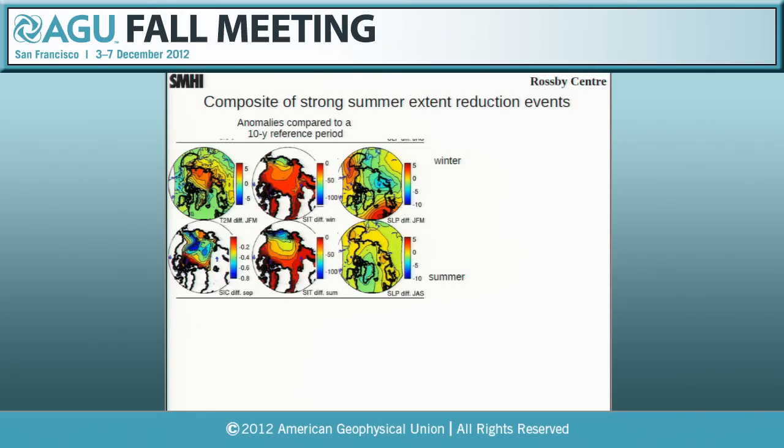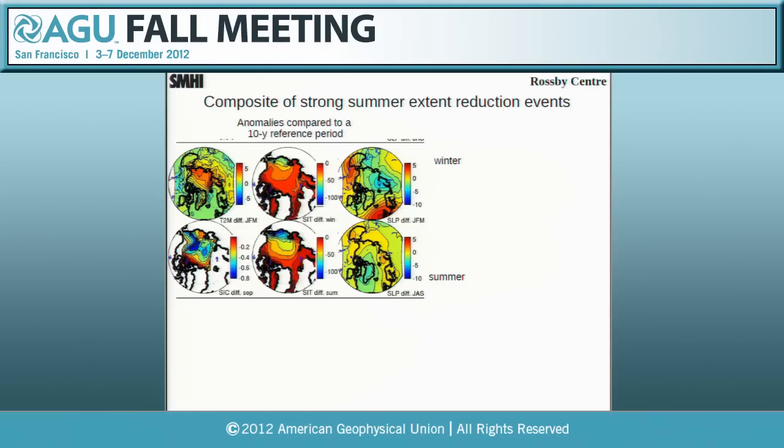the strongest six, and then we look at the winter before the event in the upper panel and the summer of the event in the lower panel, and we show anomalies here. Anomalies compared to a 10-year reference period before those events. We see that the typical winter before the event features increased temperatures over large parts of the Arctic, especially in the eastern Arctic and in the central Arctic, with maxima here in the Chukchi Sea and eastern Siberian Sea, and also a little bit here in the north of Kara Sea.